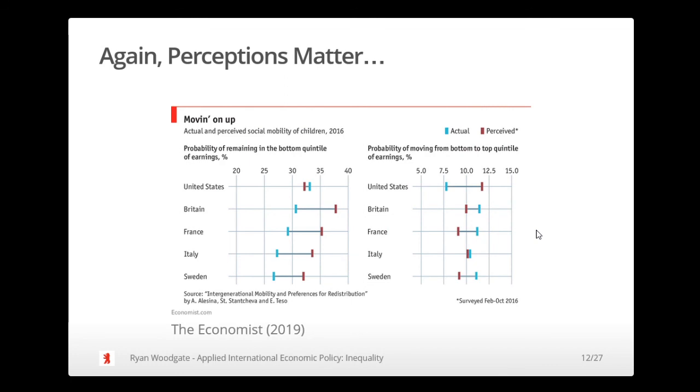Okay, so again, perceptions matter. I won't go into too much detail here, but I did find it interesting, so I thought I'd include it in the slides. Perhaps if you're interested, you can pause or look at the PowerPoint or the slides that I upload. But again, the perceived level differs quite dramatically in some economies from the actual level of mobility between economies.